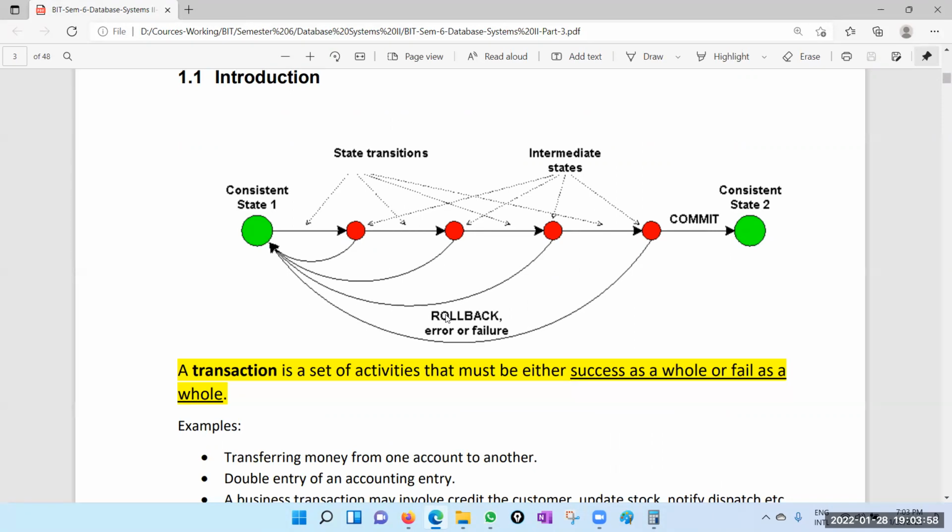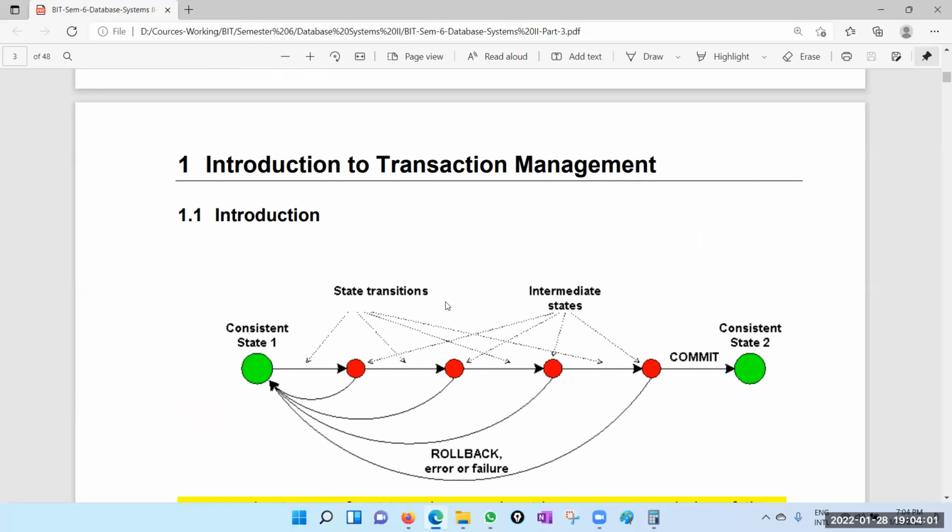So what is a transaction? A transaction is a set of activities which must succeed as a whole or fail as a whole. For example, if you are doing a money transfer from one account to another, the first account must have a debit and the other a credit. Either both happen, or you can't have only the debit happen while the credit fails. Then it is illegal. Either both happen or none happen. If the first one is done and you get an error in the second one, you have to reverse the first one.